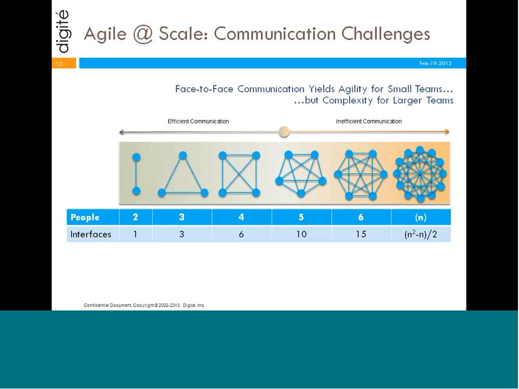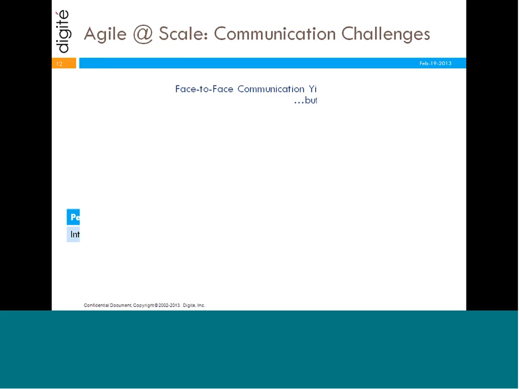If you look at the left side of the spectrum, for smaller teams, the number of interfaces, or communication paths, is quite manageable. For example, for a team size of 3, there are 3 interfaces. For a team size of 4, there are 6 interfaces. For a team size of 5, there are 10 interfaces. But as you can see, it starts to grow quite rapidly, and in fact, it's an exponential growth curve. And the next slide explains that quite succinctly.